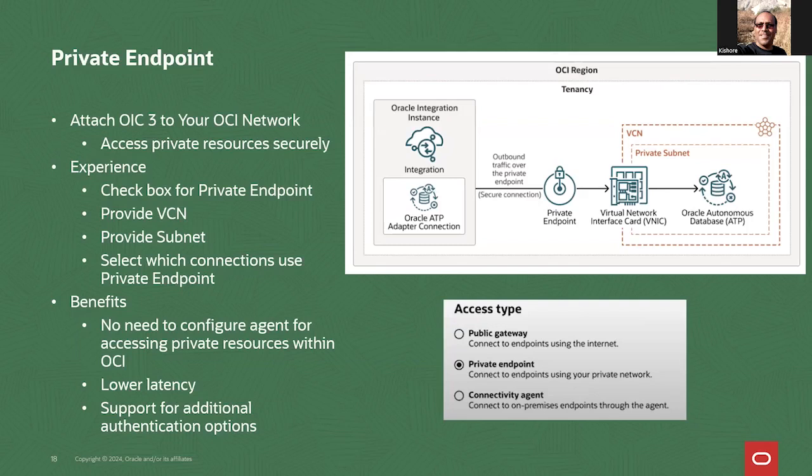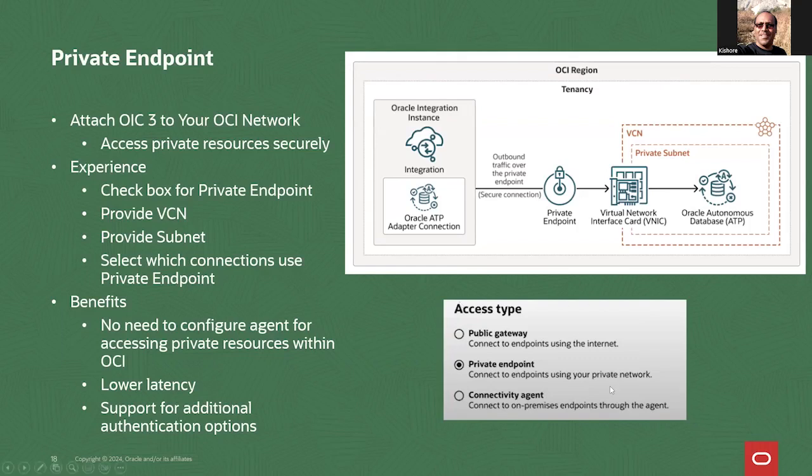So connecting to private services in OCI VCN without connectivity agent is a big game changer for us, because now you'll have the benefit of not traversing through the public network, because we use the private network, and also you'll see a lower latency as such, right? So when you're invoking resources which are within the private subnet, and you're using a private endpoint. So there are a lot of adapters which support the private endpoint access type, as you see here.